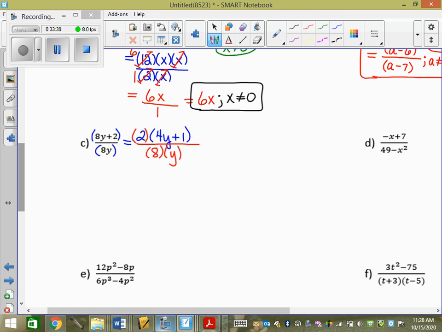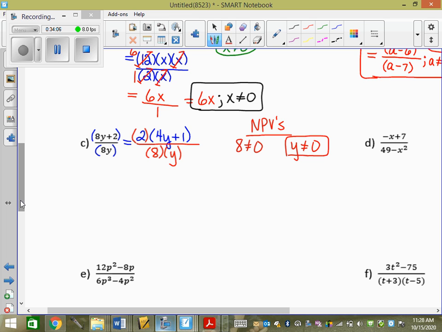Now I go to do my NPVs. I'm going to get 8 cannot equal 0, which isn't an NPV. It's just true. And then y cannot equal 0. It's already done for me. So that's my only non-permissible value. Then I look at the top and I say, I have a 4y plus 1. Do I have a 4y plus 1 in the denominator? Nope. That baby's staying. It better be in my answer because it doesn't have a twin on the bottom.